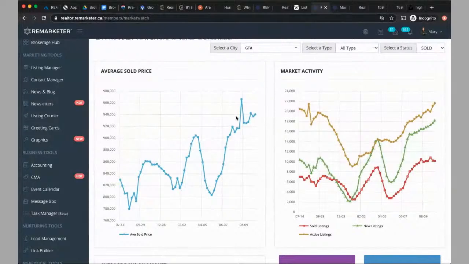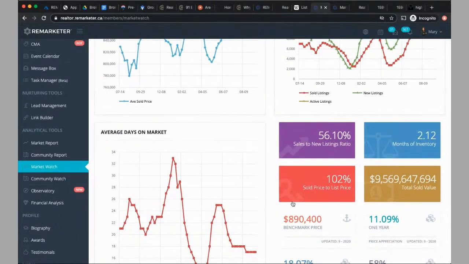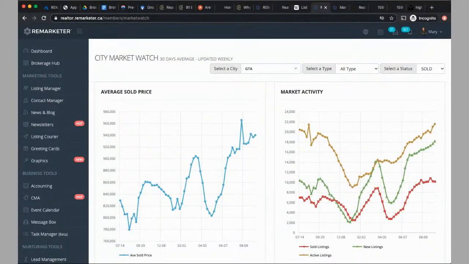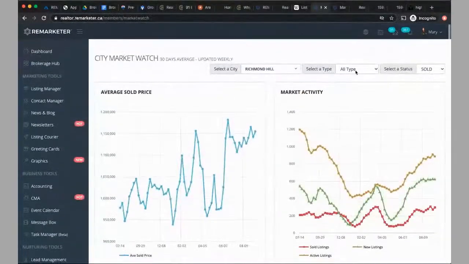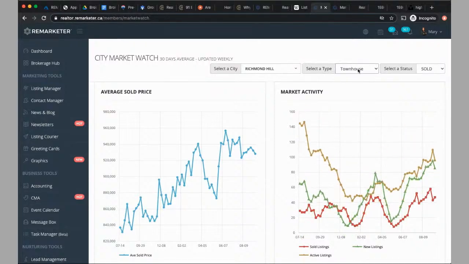So we have the average price fluctuation, we have the market activity right here as well. We have the DOM, we have the months of inventory, we have the total sold value, etc., etc. I don't have time to continue to explain about these numbers, but these are familiar right now, but we will definitely cover these in another session. However, you can easily see that you could go ahead and check, for example, for Richmond Hill, you can pull up the numbers. You can even select the property type. So I want to look at Richmond Hill townhouses.